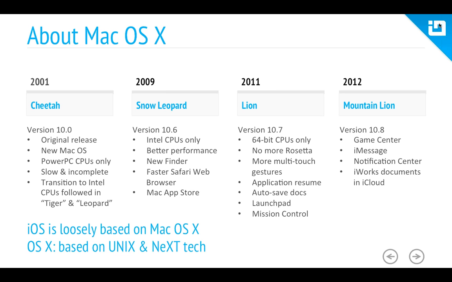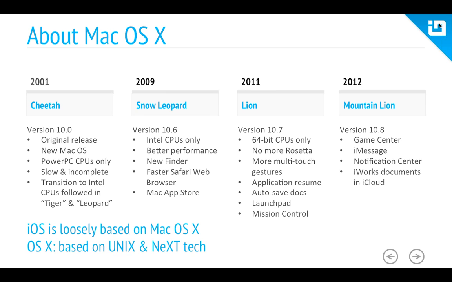In 2009, Snow Leopard was the very first version to only support Intel CPUs. It was much better, and introduced new technologies like the Finder, which is kind of like Windows Explorer on a Mac, and a better Safari web browser. That's also when they started taking some of the success of iOS and bringing it back inside of OS X. The iOS App Store was extremely successful after its introduction in 2008, so Apple decided to take this App Store approach and bring it over to the Mac in 2009 with Snow Leopard.